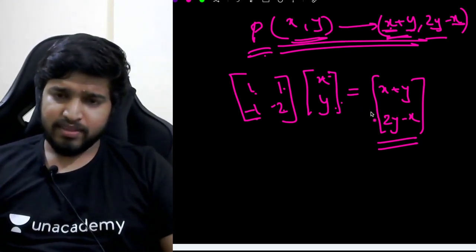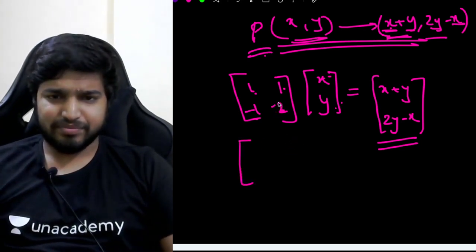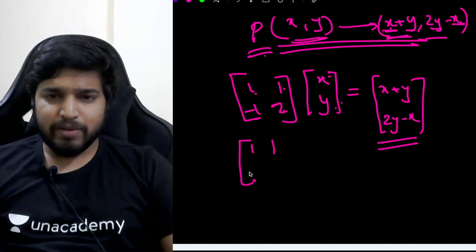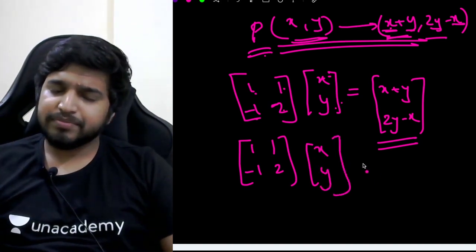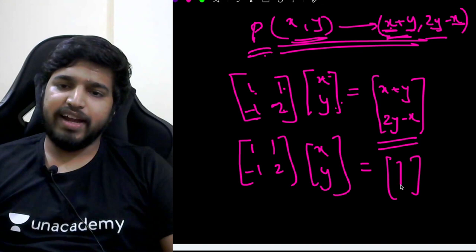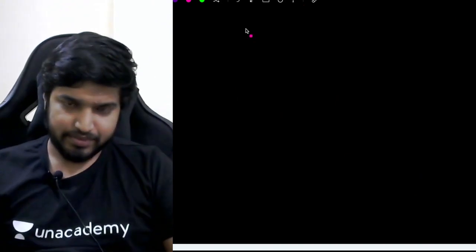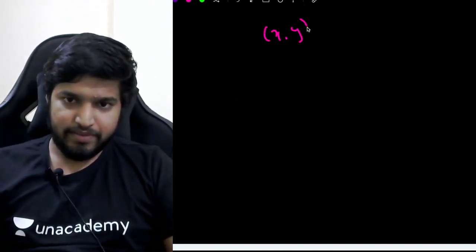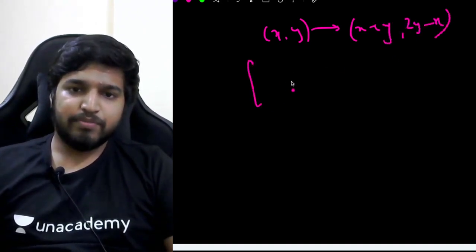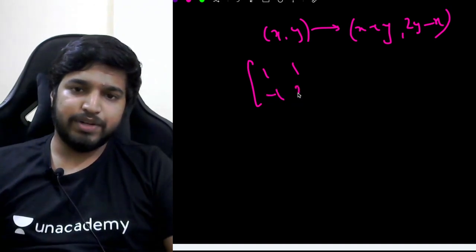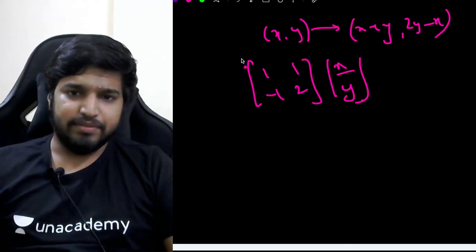Now, basically, what this means is if you apply this matrix, 1, 1, minus 1, and 2, to x comma y, any x comma y, you'll get the transformed version, right? Awesome. I'll just read it. X comma y goes to x plus y, 2y minus x. Matrix was 1, 1, minus 1 and 2. Let's call this matrix A.